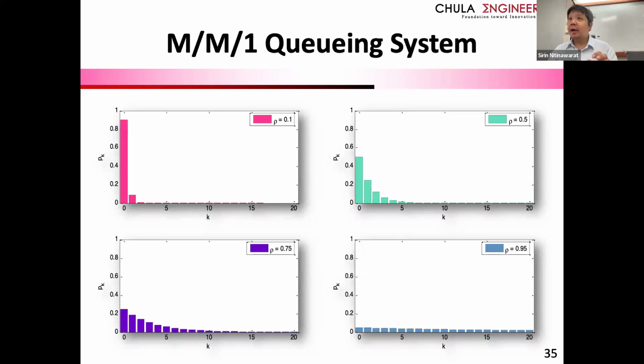So again, we only consider stable systems, right? That means lambda has to be strictly less than mu, right? Otherwise, what will happen is lambda is larger than mu. The system will be unstable, right? Everything will blow up, right? And all the analysis that we describe will fail, right?